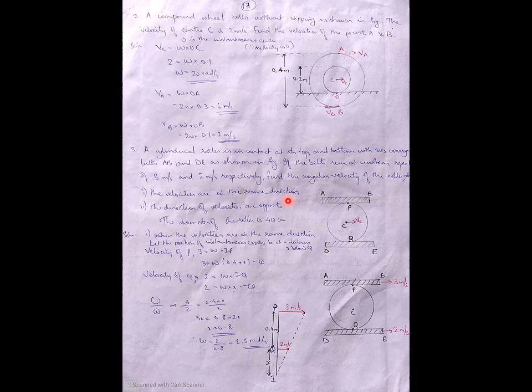Here it has been asked to find the angular velocity only. So no need to find the linear velocity, VC. If it has been asked to find the linear velocity, then just find it. That is VC equal to R into omega.